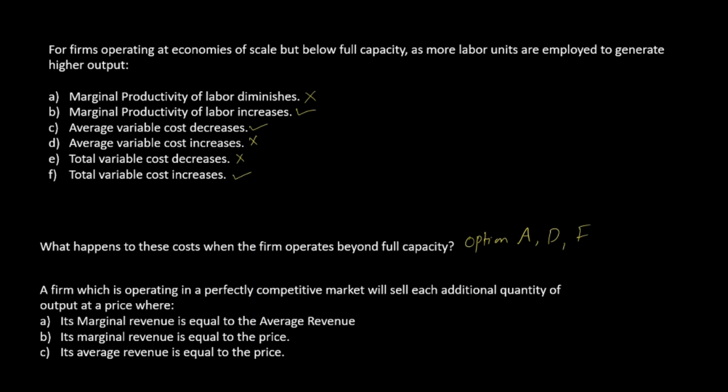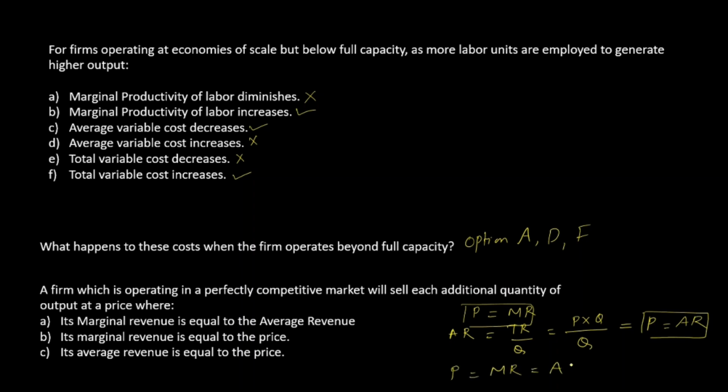A firm which is operating in a perfectly competitive market will sell each additional quantity of output at a price where you have 3 different options. Now, before we look into the options, what is the condition in a perfectly competitive market? First of all, you know that price is equal to the marginal revenue. What about the average revenue? My average revenue is nothing but the total revenue divided by the quantity. And you know that total revenue is equal to price times quantity. So I put that here. So this is equal to P. So in a perfectly competitive market, my price is equal to marginal revenue and my price is also equal to the average revenue. So in short, price is equal to marginal revenue is equal to my average revenue.